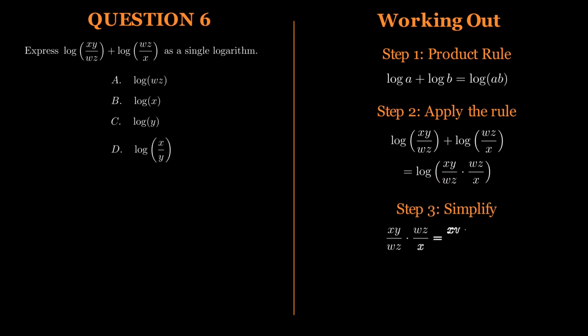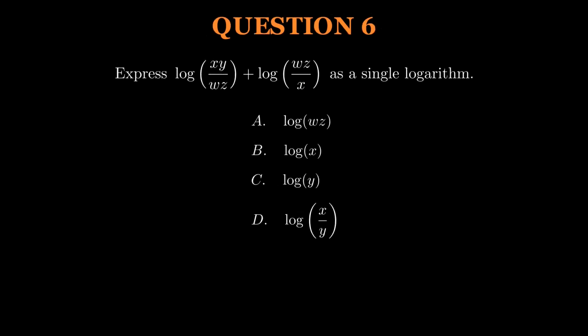Step 3. Now we simplify the argument of the logarithm. Notice that wz appears in both the numerator and the denominator, so they cancel out. We are left with xy over x, which simplifies further to just y. Therefore, the entire expression simplifies to log of y. Looking back at the options, the correct answer is C, log of y.